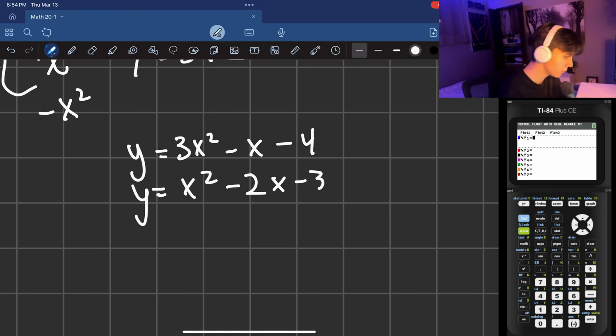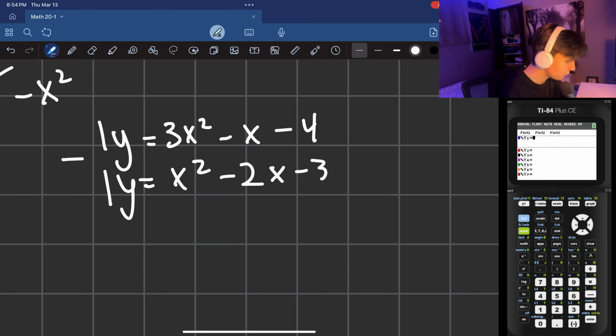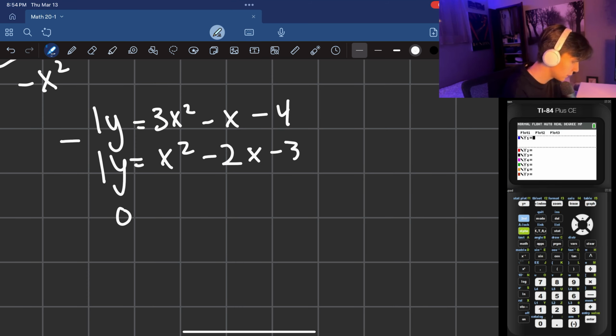So all we can do is just look at our y values. So we have an invisible 1 in front of both. So if we were to add them, that would give us 2y, which is not what we're looking for. So we're going to subtract here. So y minus y gives us 0, then 3 minus 1 here is going to be 2x squared.